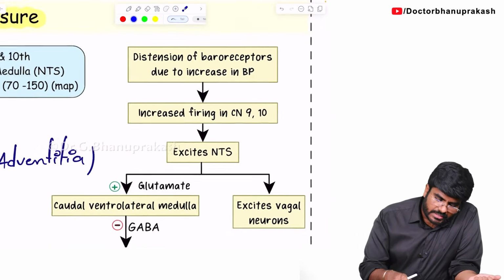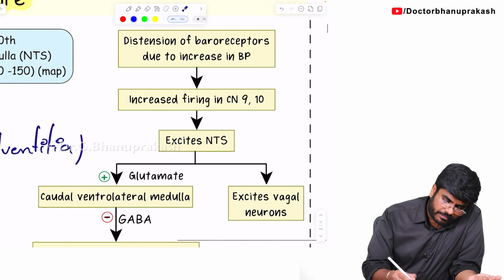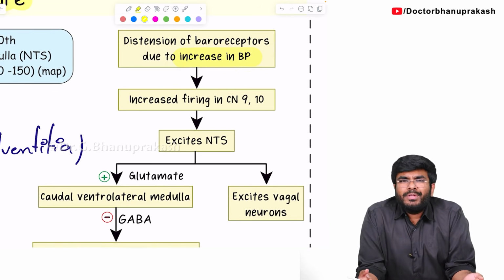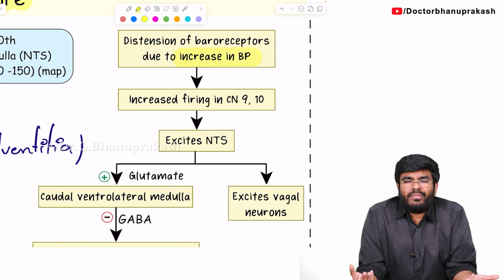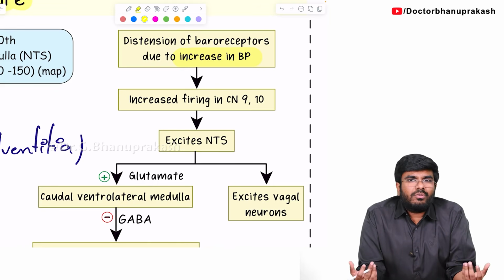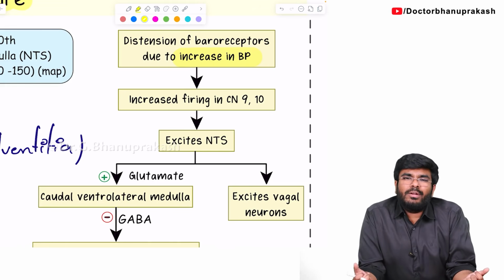Now let's say today there is an increase in BP. Your BP is increased. You are having some fight with your girlfriend and your BP is increasing. Is it good for you? No, definitely it's not good for you. When your BP increases, definitely there is a chance that your blood vessels will rupture. It's not good for you as well as your relationship. Increase in BP, like shouting at her, is definitely not good for you.